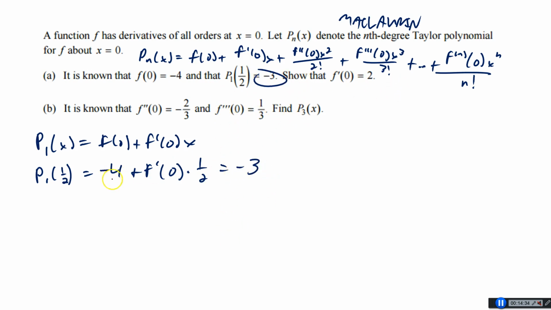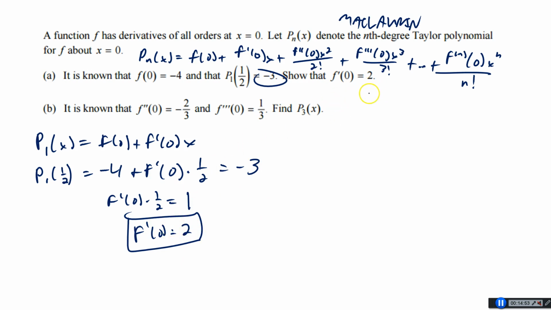So we solve. Add 4 to both sides. So we have f prime of 0 times 1/2 equal to 1. Multiply both sides by 2, f prime of 0 is 2. So it's kind of like f prime of 0 is a variable you're trying to solve for. This comes up a lot in these problems. Sometimes I ask for the 7th derivative at 0, and you just have to look at the polynomial and say, well, it's whatever's sitting in front of x to the 7th divided by 7 factorial, right?